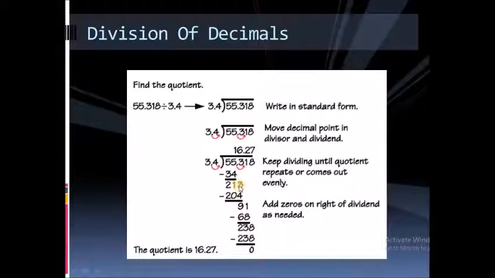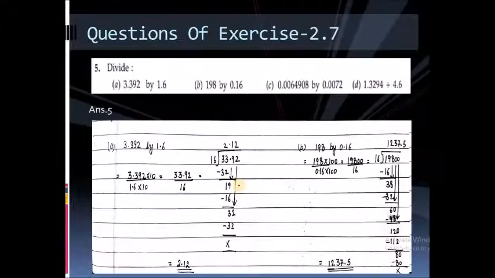Let's do the questions of exercise 2.7. Then it will be much clearer to you. Here you have to divide 3.392 by 1.6. Again you have to make this divisor a whole number first. So you have to shift this point. So I have to shift this point to the right one time. So I have to multiply with 10.